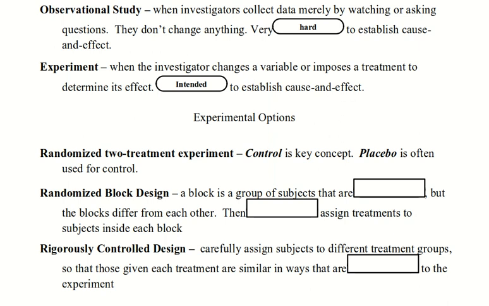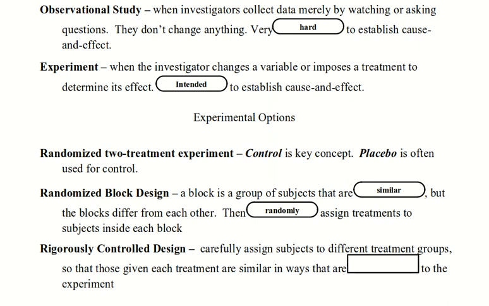through at another time. So a randomized block design, we take subjects that are very similar, but the blocks differ from each other. Then we randomly assign treatments to subjects inside of each block. This may seem a lot like a stratified sample to you. Rigorously controlled design. This is when we do not rely on chance alone to make our sample, but we carefully look at those folks that we want to be in the treatment group, and we base our results on that.